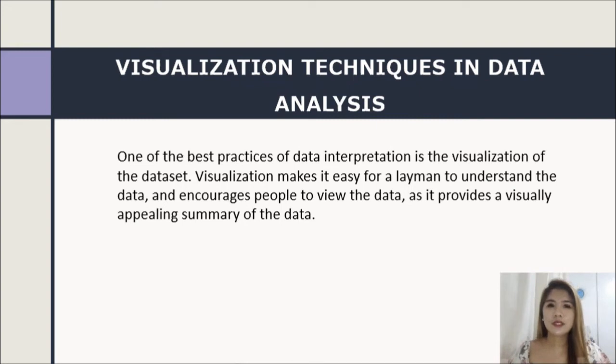So let's proceed with the visualization techniques in data analysis. One of the best practices of data interpretation is the visualization of the dataset. Visualization makes it easy for a layman to understand the data and encourages people to view the data as it provides a visually appealing summary of the data. So there are different techniques of data visualization. Let's discuss it one by one.